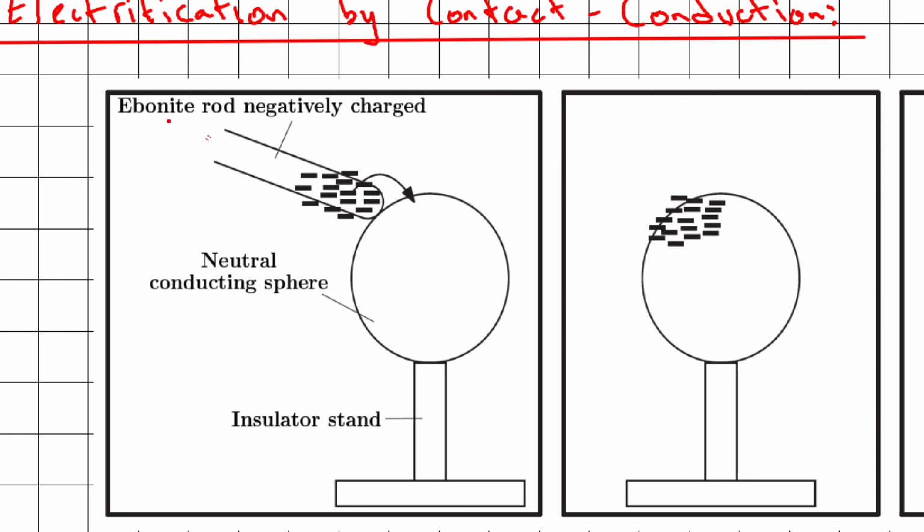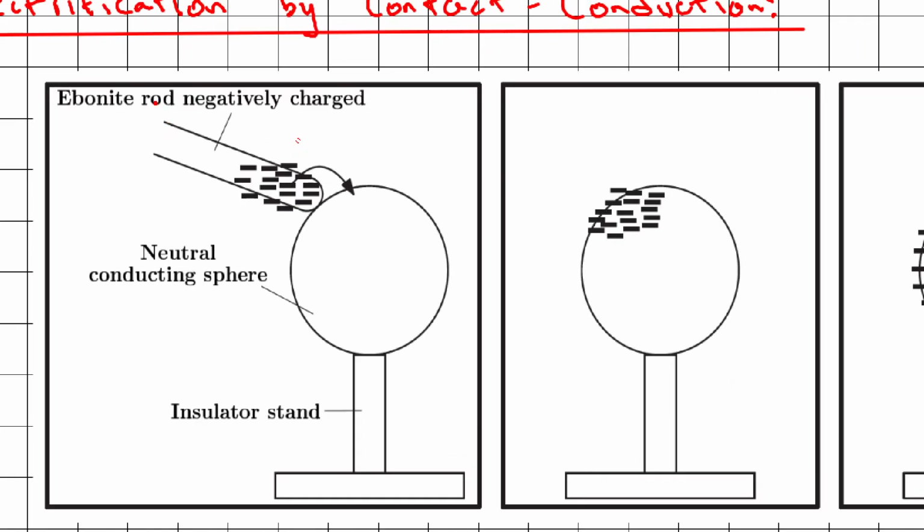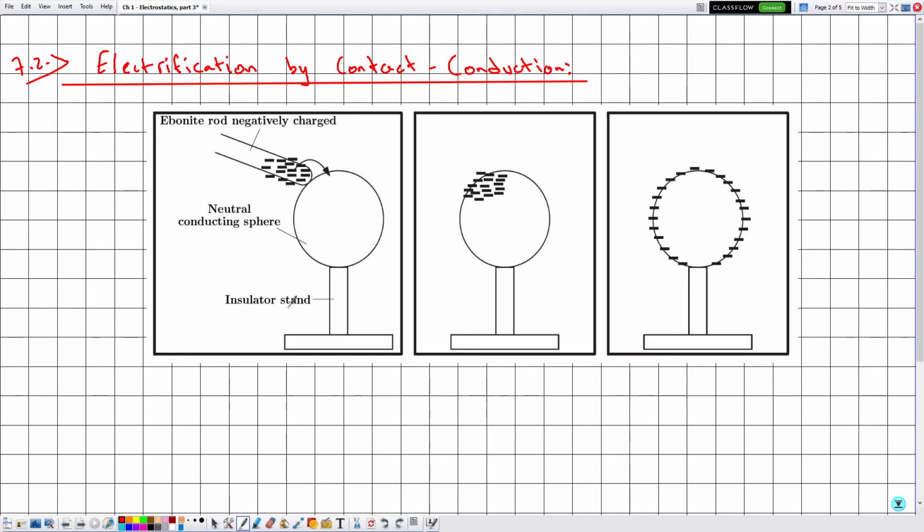So now here, we're going to bring a negatively charged ebonite rod. This is an insulator, so the electrons will be localized on the tip of this rod. Now what we're going to do is bring the rod in contact at a certain location to the sphere. Notice that this sphere is a neutral conducting sphere, so initially it doesn't carry any excess or deficit of charges. It has electrons and it has protons, but they cancel each other, and it is neutral. And notice that the sphere is placed on an insulator stand.